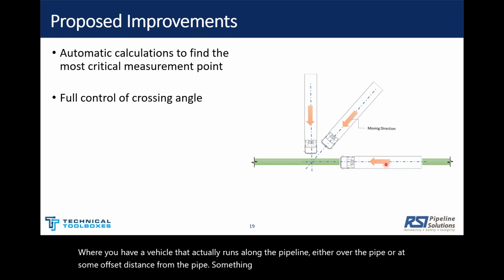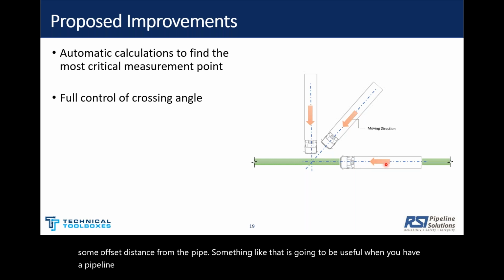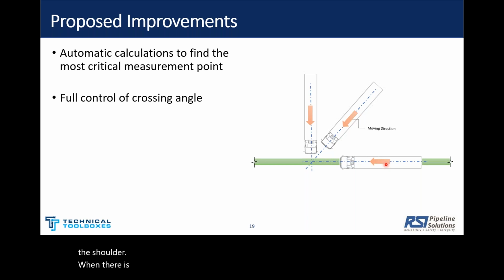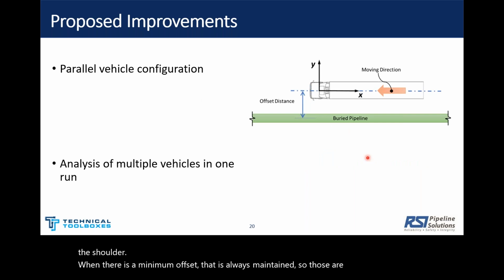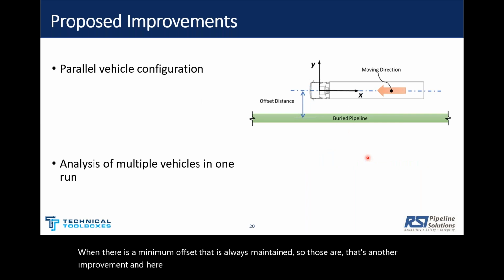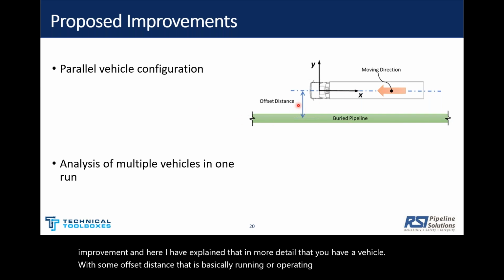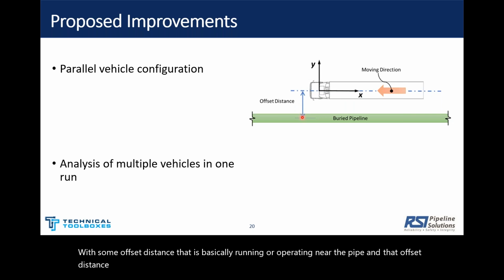Something like that is going to be useful when you have a pipeline that is either under a road or parallel to the load on the road, in the shoulder, when there is a minimum offset that is always maintained. So that's another improvement. And here I have explained that in more detail, that you have a vehicle with some offset distance that is basically running or operating near the pipe. And that offset distance could be any value, including 0, right?